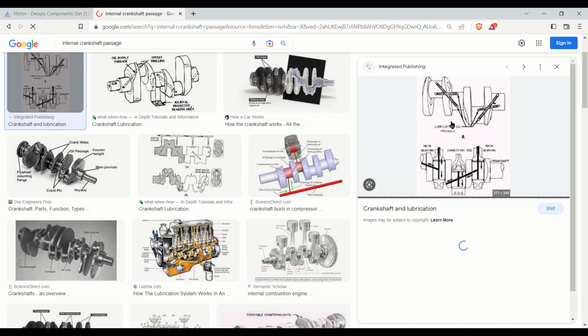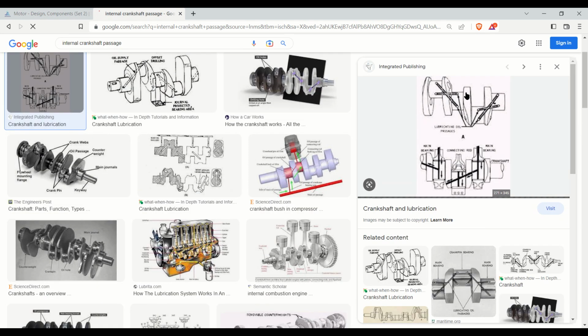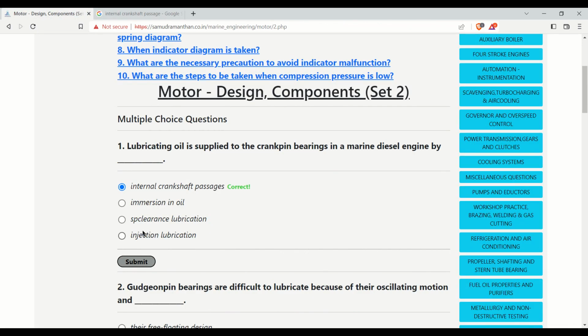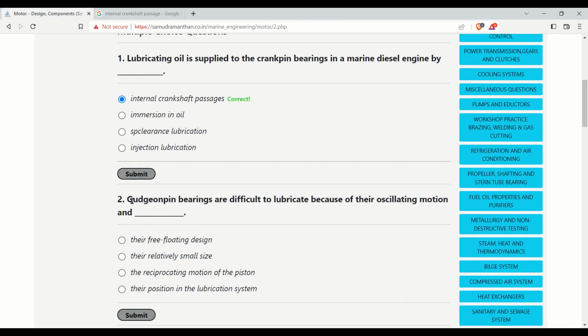You can see in this image, this is an image of a crankshaft. In this you can see all these passages for the lubrication of the main bearing and bottom end bearing, and through these passages lubricating oil goes and ejects from all these places and does the lubrication. Okay, now let's move to the next question.